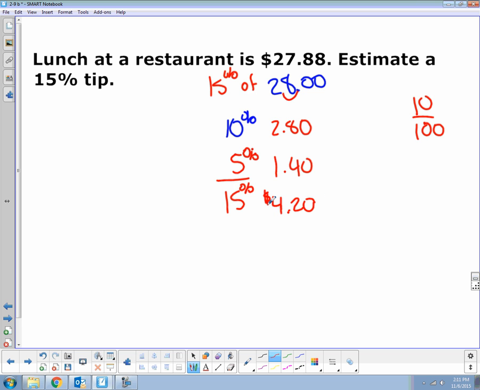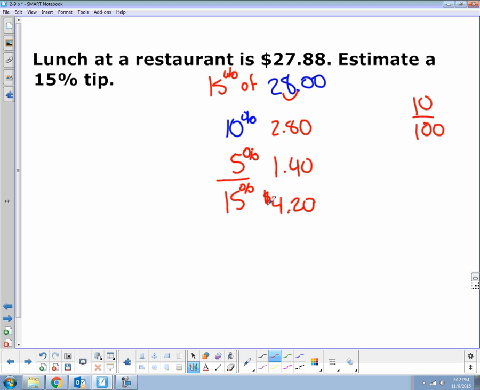So without using a calculator, I was able to figure out what 15% of $28 was, and so $4.20 is going to be a pretty good estimate of what a 15% tip on a $27.88 meal is. So that's one way that we're going to be using these estimates.